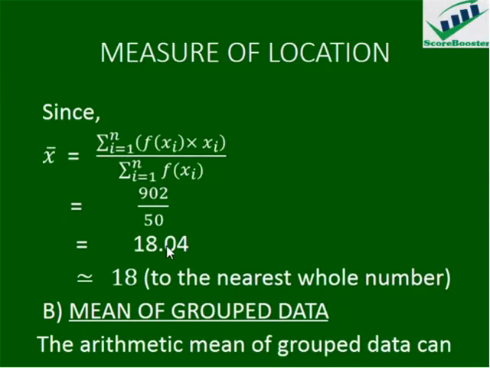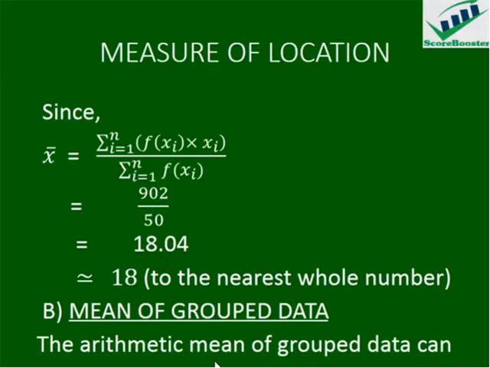So rounding this off to the nearest whole number, if you really know about approximation, we have 18. So the mean score is 18. If you round it up to the nearest whole number, the mean score will give 18. So that is that about mean of ungrouped data.